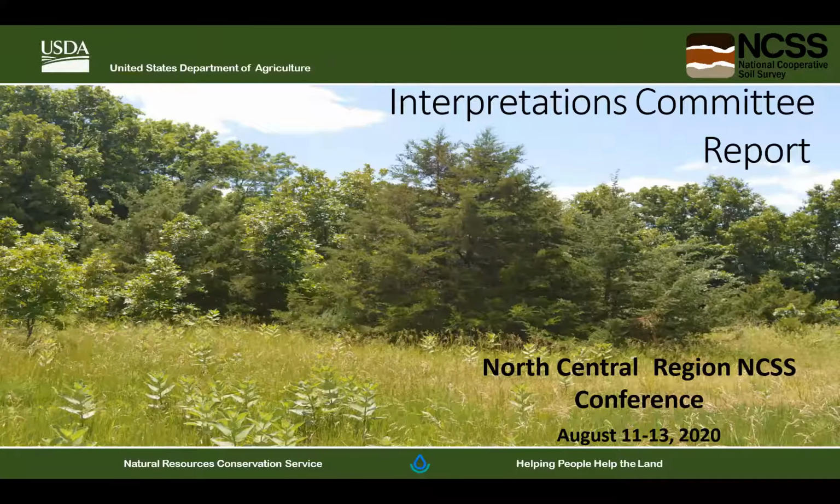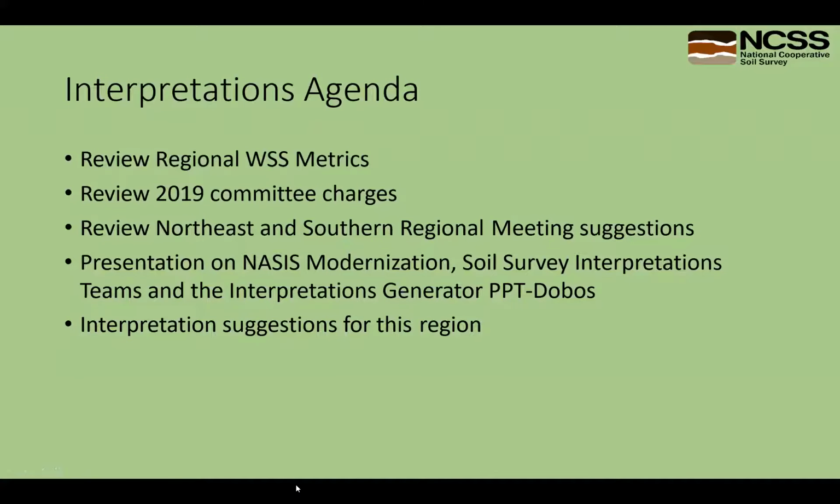So our agenda, we looked over just the web soil survey metrics on what's most queried, those kind of interpretations, what's most looked at. A lot of everything looked at is under 25 acres and a finer resolution than what our product was made for. So how can we move that into the future with some of those interpretations?